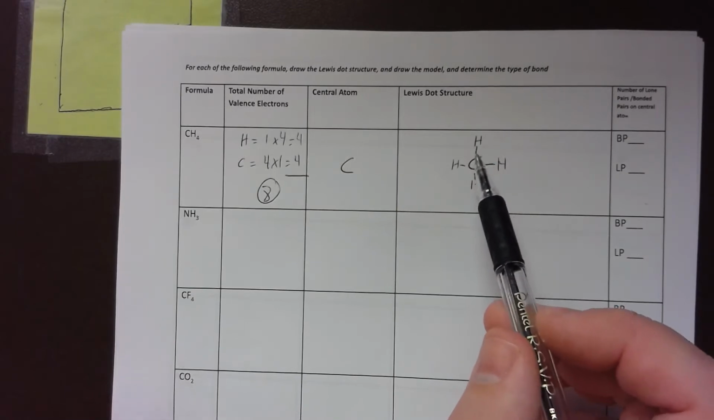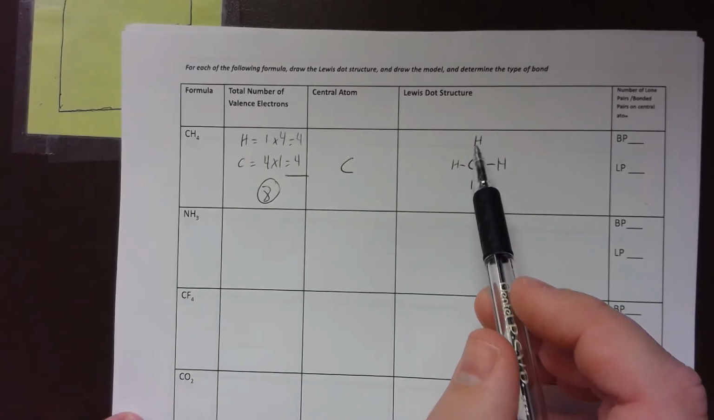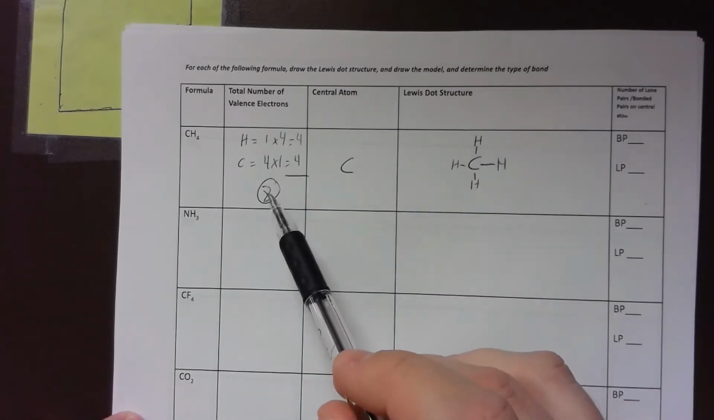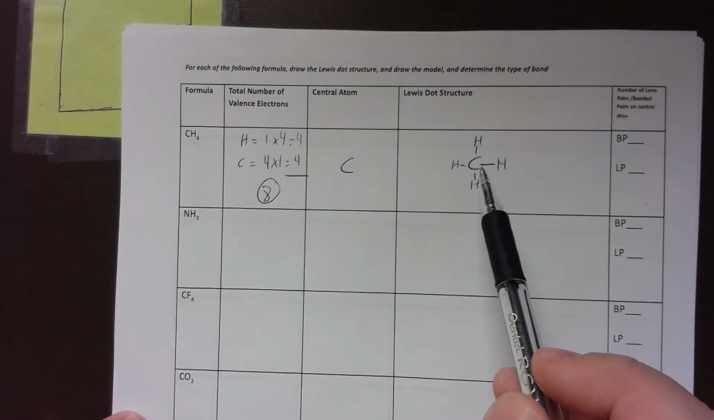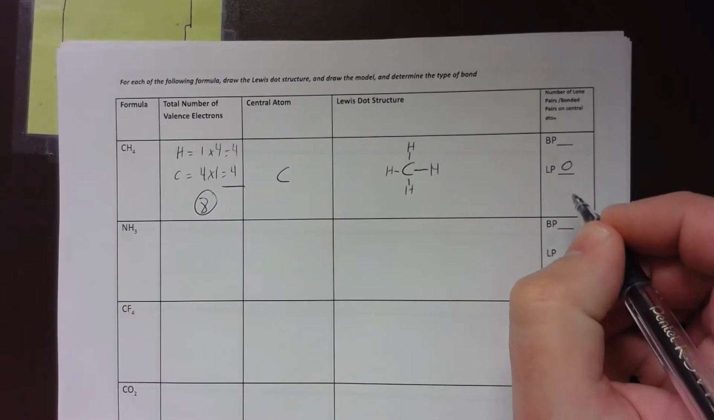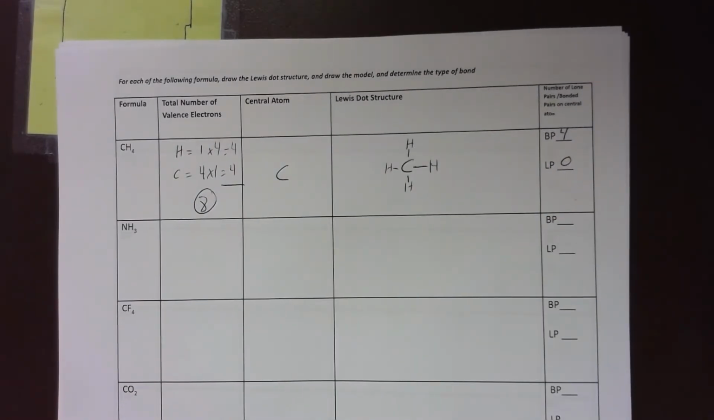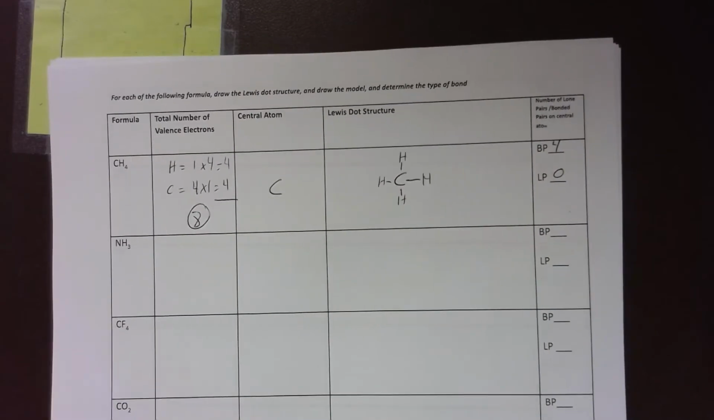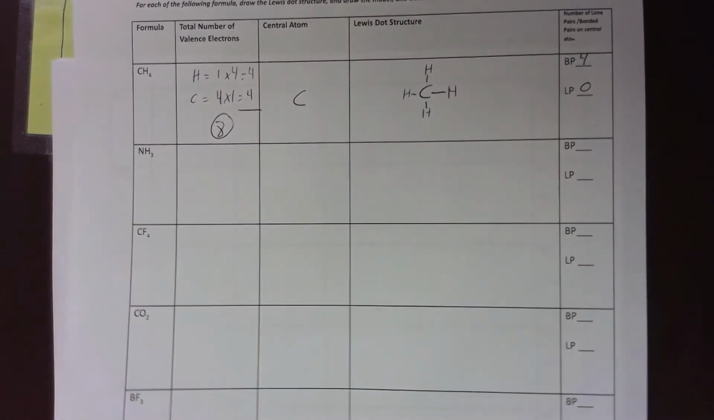So we see that there are bonds here, bonds here, bonds here, and bonds here. Now, remember, each line counts as 2 electrons. So we have 2, 4, 6, 8. We had 8 total. Hydrogens are all filled up. Carbon is all filled up. So that means there are 0 lone pairs and there are 4 bonded pairs. Okay? Now, I want you to do the rest of the non-honors by yourself.